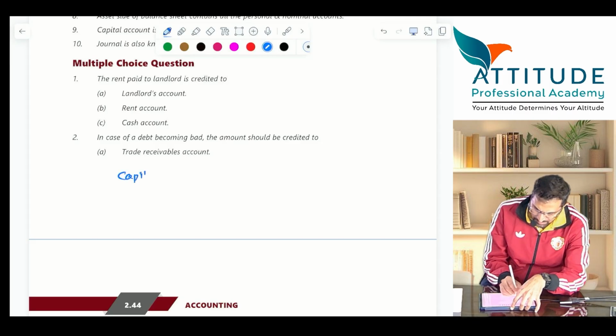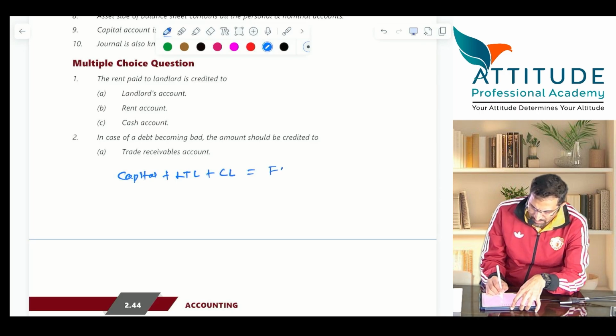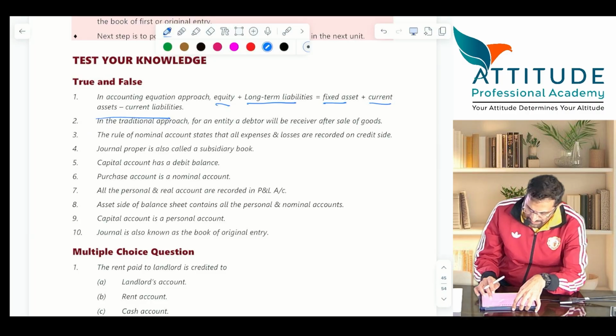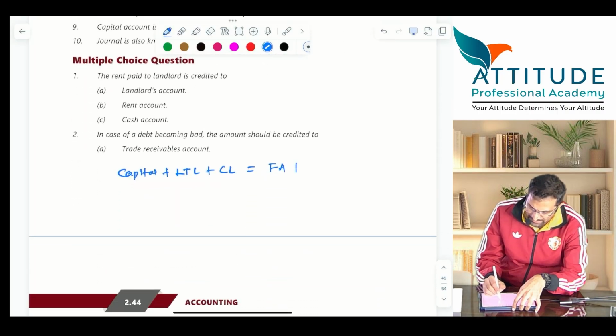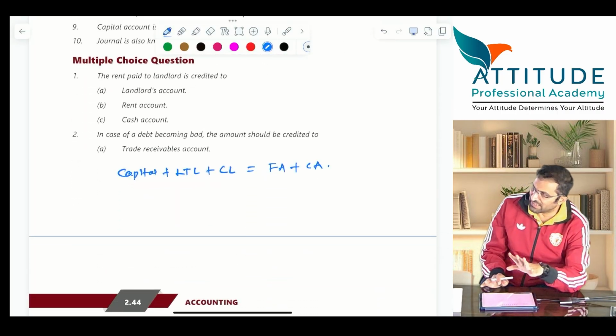Capital plus long-term liabilities plus current liabilities is equal to fixed assets. Fixed assets is nothing but non-current assets plus current assets. This is a correct equation.